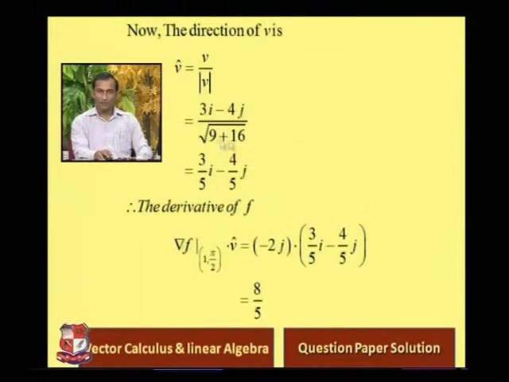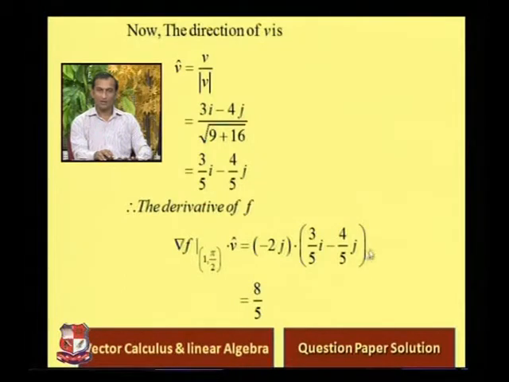square root of 9 plus 16. So 9 plus 16 is 25, and the square root is 5. So 3 by 5 i minus 4 by 5 j. Therefore the directional derivative of f is nabla f at point (1, π/2) dot v cap. So this value is minus 2j, and v cap is 3 by 5 i minus 4 by 5 j.